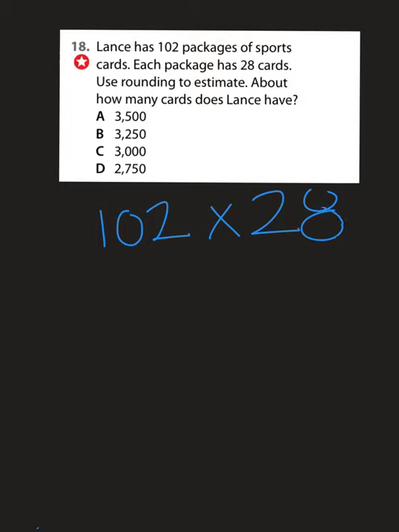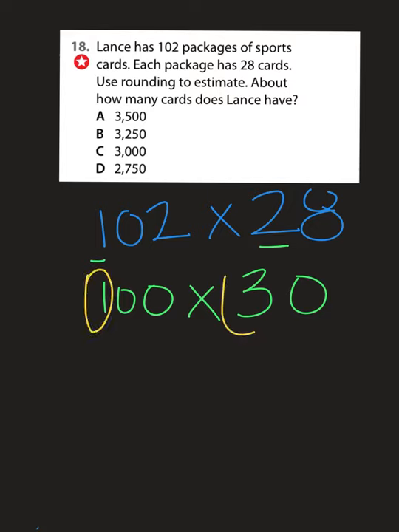And we're going to follow the same exact rules we did last time. We're going to round to the highest place value for each number. 102 is closer to 100. Multiply that times 28, which is closer to 30. And nothing really changes here. We circle our non-zero numbers. We have 1 times 3. And 1 times 3 is 3.